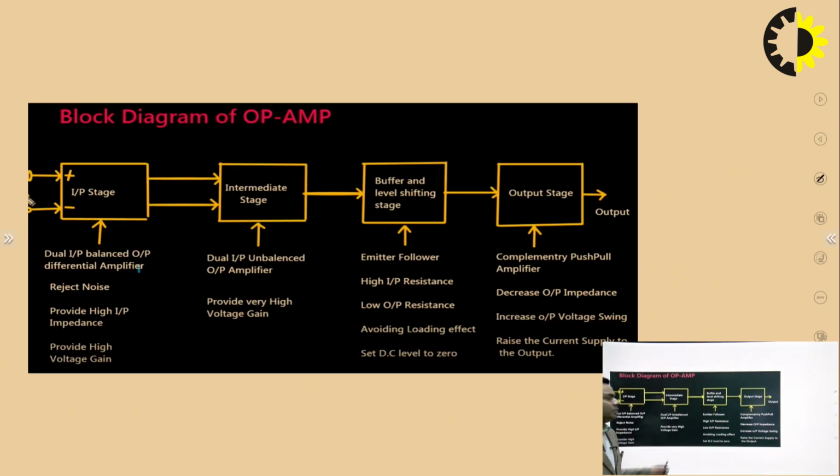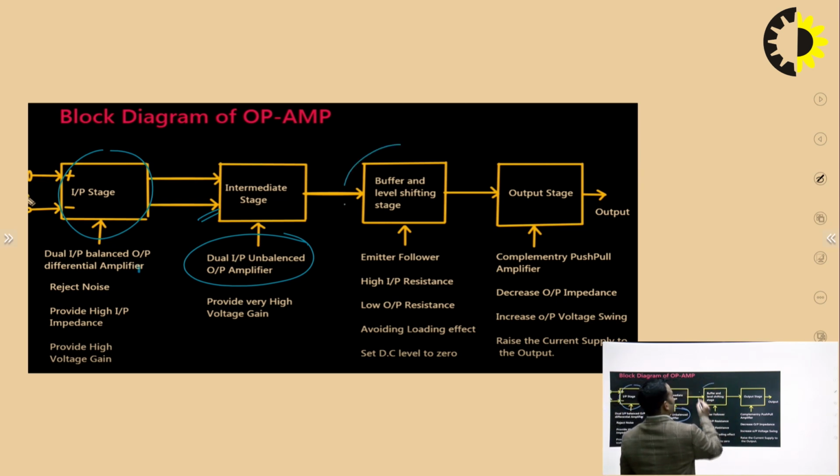So, let us come to the block diagram of the operational amplifier. First is the input stage. This is the stage where we use a differential amplifier. We use a dual input balanced output differential amplifier. It provides high input impedance, high voltage gain, and it rejects noise. Second is the intermediate stage. It uses a dual input unbalanced output amplifier and it provides very high voltage gain.